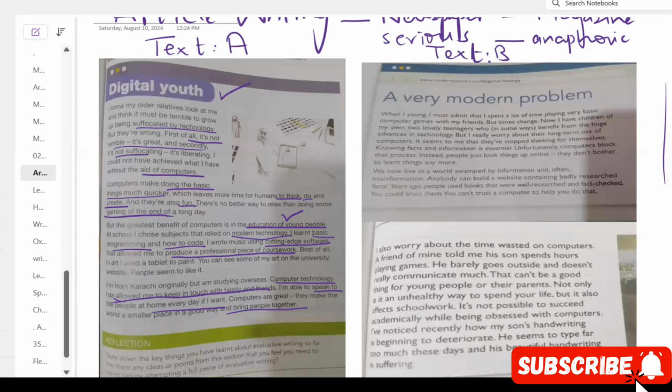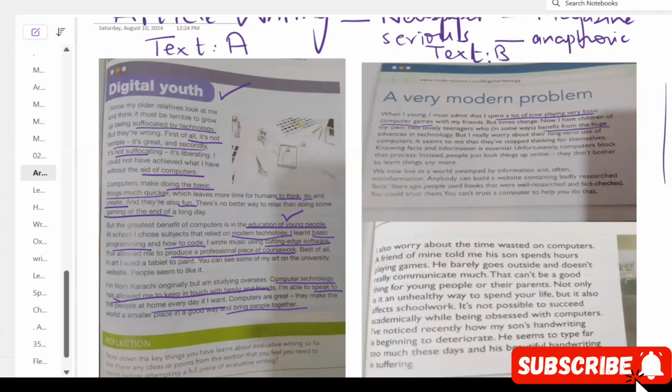Okay, let's read. When I was young, I must admit that I spent a lot of time playing very basic mirror games. When I was young, he's explaining, the writer is explaining his own story. Spent a lot of time playing very basic mirror games. So we're going to underline that. An aphoric expression, a story, but times change. Now I have children of my own, two lovely teenagers who, in some ways, benefit from the huge advances in technology.